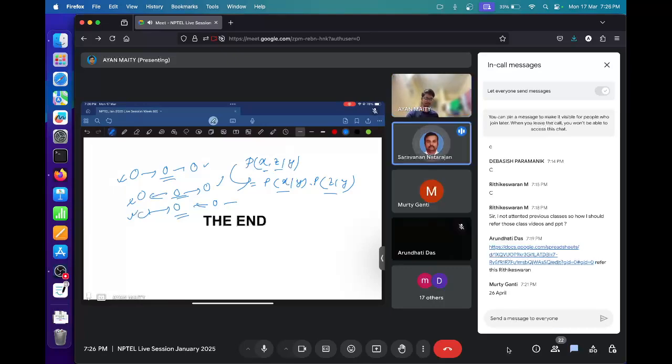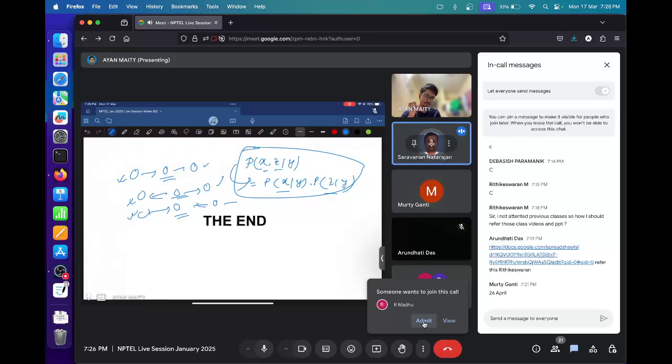Sir, I have a doubt. These rules will be represented as mathematical equations, right? Yeah, this can be represented. If you can prove this rule, the probability of x comma z given y. Which rule, sir? This one.